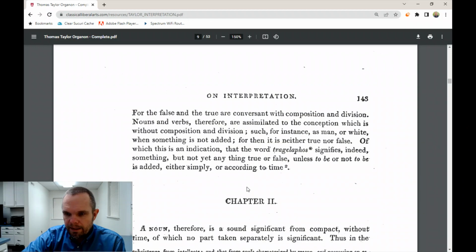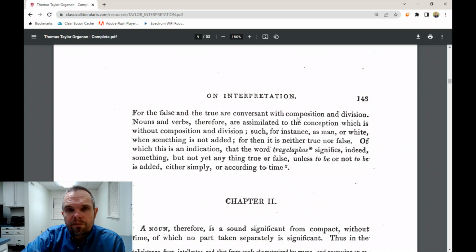On this last page of the first chapter, the false and the true are conversant with composition and division. If there's anything to take away from this first chapter, it's the understanding of that sentence. The false and the true are conversant with composition and division. Do you understand what that means? If you don't understand what that means, watch this video again.